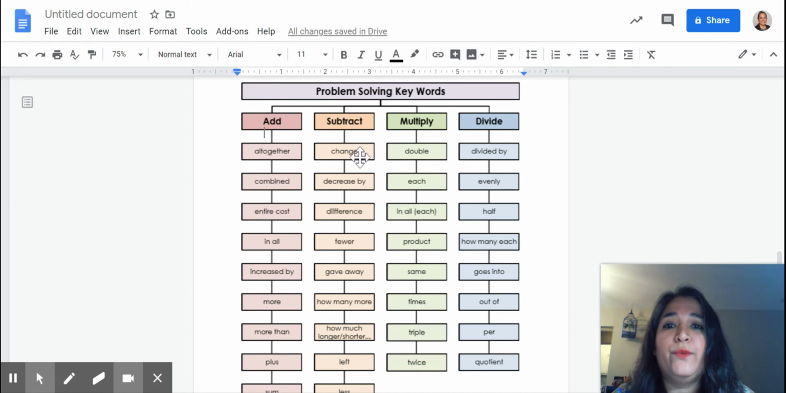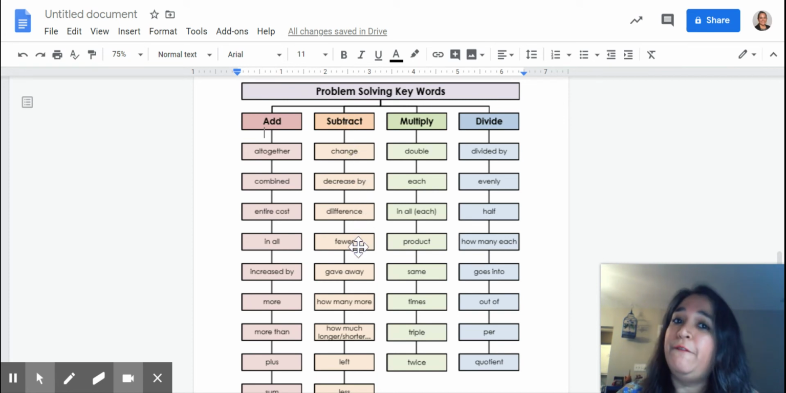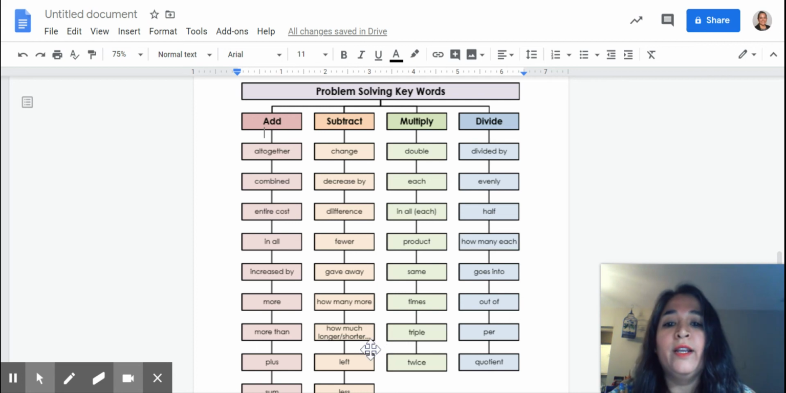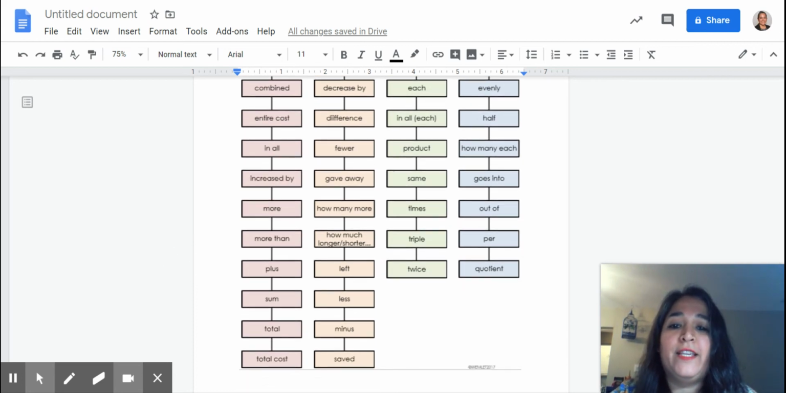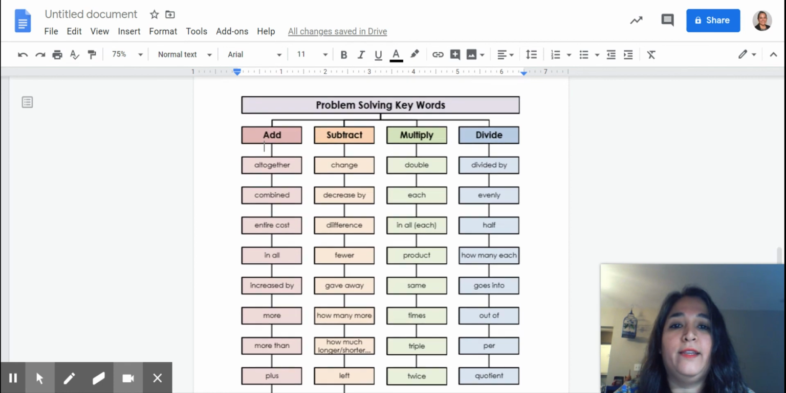For subtraction, we have words like change, decrease by, difference, fewer, gave away, how many more, how much longer or shorter, how much is left, how much less, or minus, or saved. Those are keywords that tell us we are subtracting.